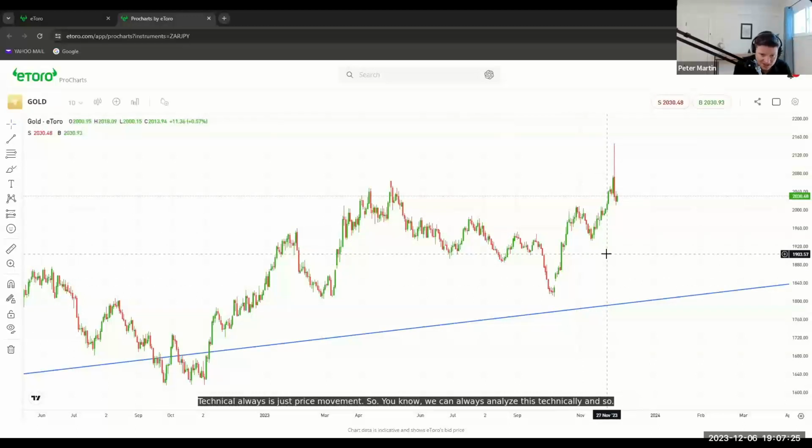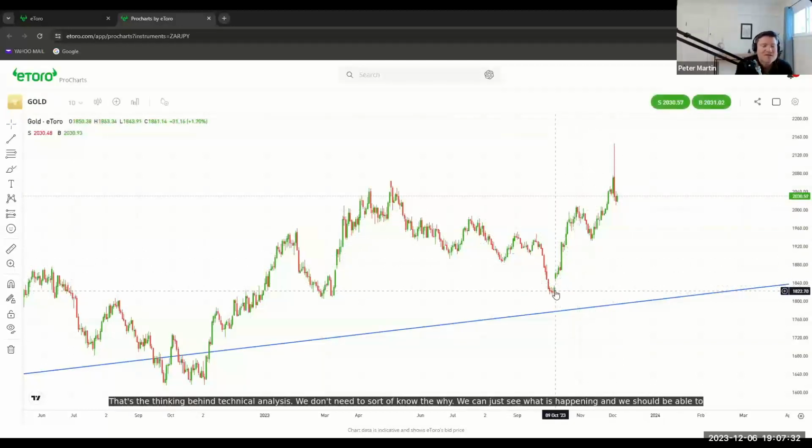Technical analysis is always just price movement, so we can always analyze this technically, and that's the thinking behind technical analysis. We don't need to know the why. We can just see what is happening, and we should be able to analyze it technically from that behavior.